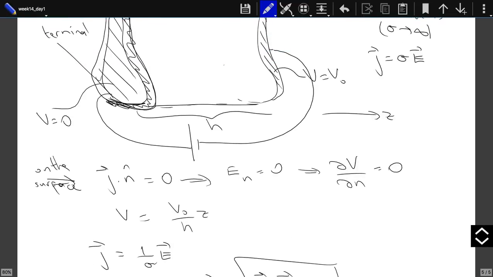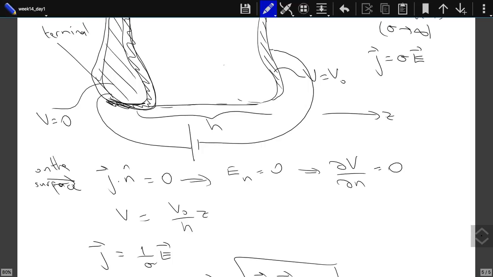Now again, this is just a guess. It does satisfy the Laplace equation. The Laplace equation in Cartesian coordinates is just to take the second derivative with respect to x, which is 0. Take the second derivative with respect to y, it is 0. Take the second derivative with respect to z. Well, the first derivative is non-zero, but it's constant. The second derivative is 0. So this does satisfy the Laplace equation.